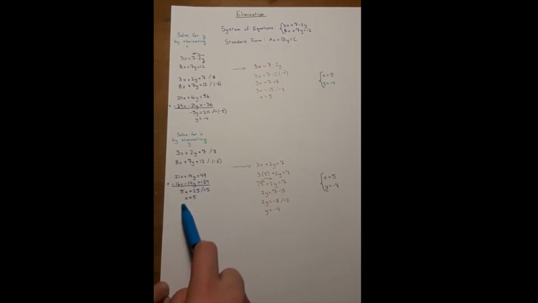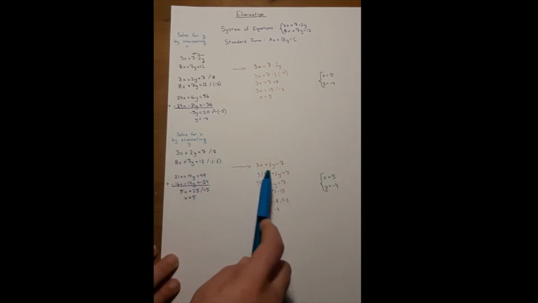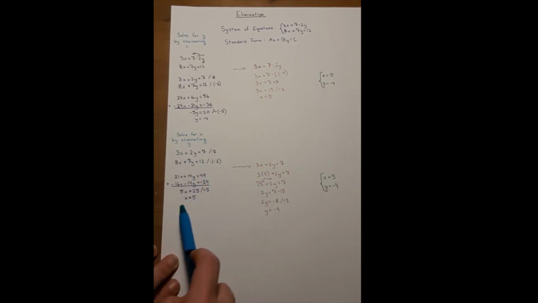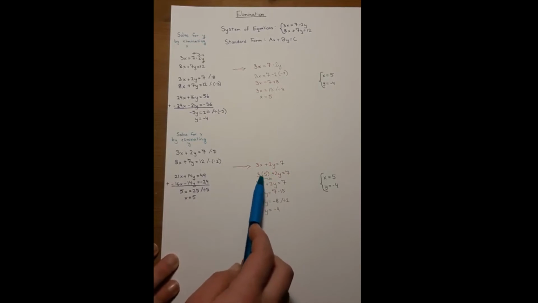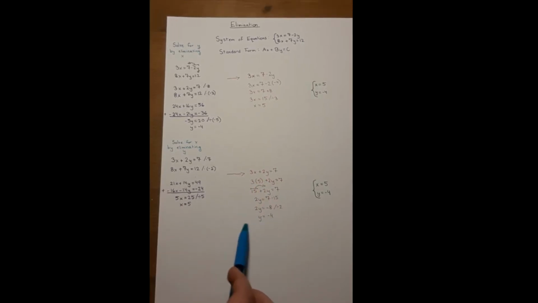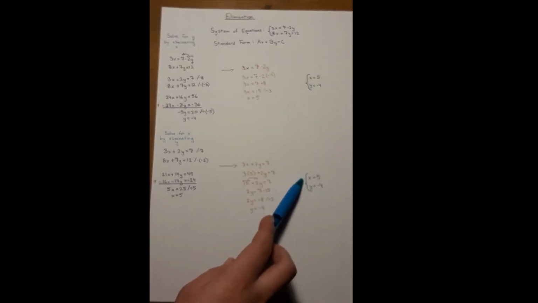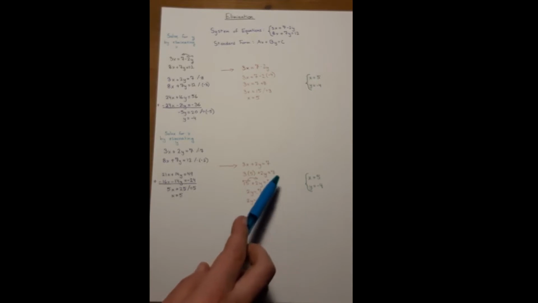Adding these gives 5x equals 25, to get x on its own, which is 5. Then we take the first equation right here, and we plug in our x value, which we have just gotten. And so we have 15 plus 2y equals 7, and then we get y equals -4 as our answer, and here we see that the solution is, again, x equals 5 and y equals -4.